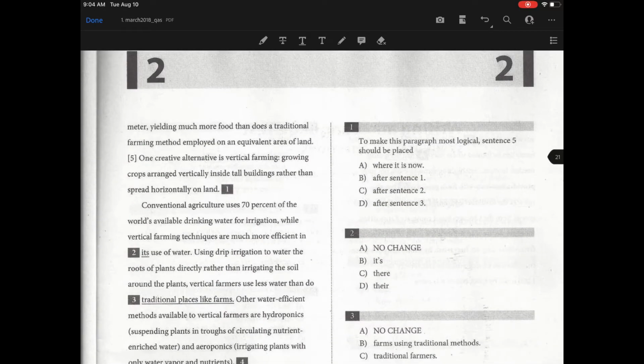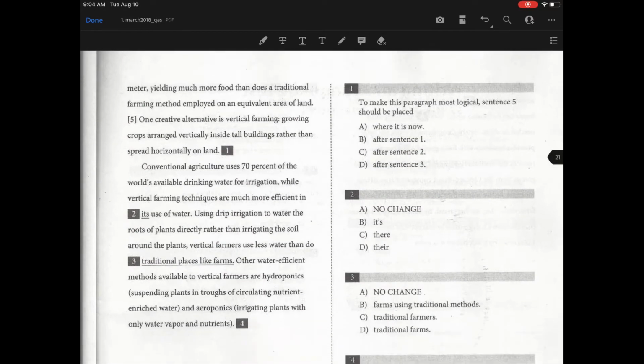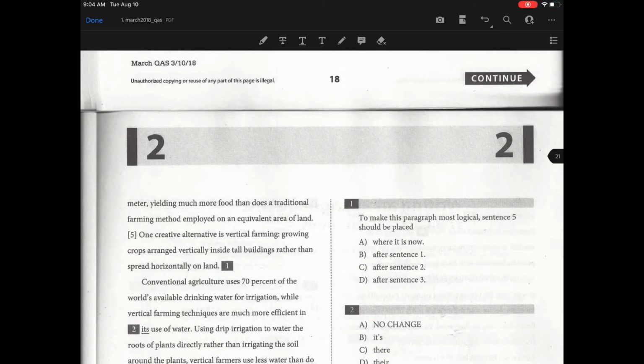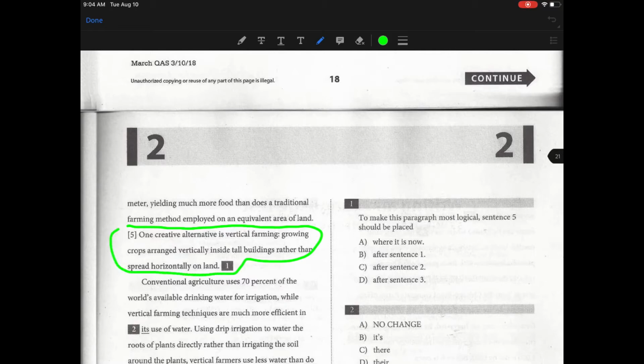Question 1. To make this paragraph most logical, sentence 5 should be placed. Oh, I don't like this type of question. But okay, so first, let's highlight sentence 5 and try to understand what the sentence is about. So here we go. This is sentence 5. One creative alternative is vertical farming, growing crops arranged vertically inside tall buildings rather than spread horizontally on land. Okay, what's the meaning of this sentence? The meaning is that they are explaining to us what vertical farming is. And they're sort of offering this to us.